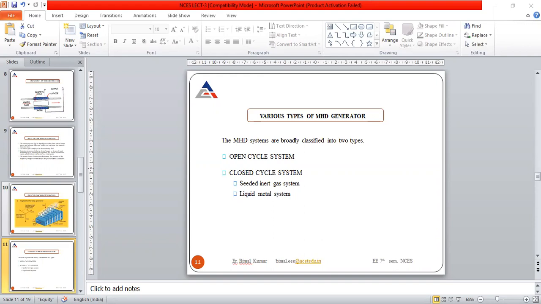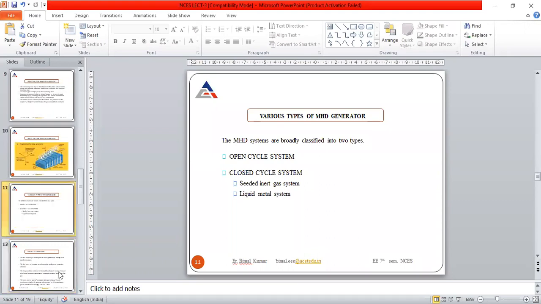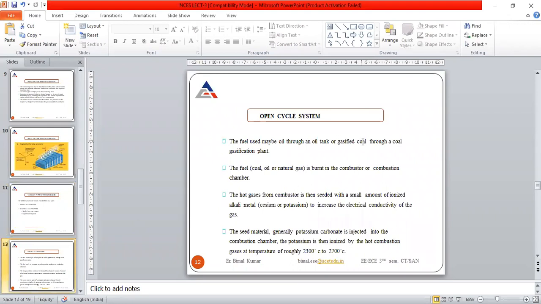So basically MHD generator may be classified into two parts. One is open cycle system, second is closed cycle system. Then closed cycle system will be further categorized as seeded inert gas system and liquid metal system. Then first is open cycle system.